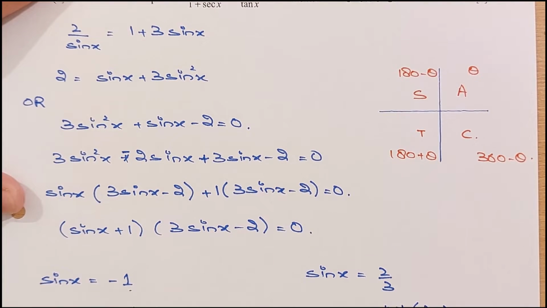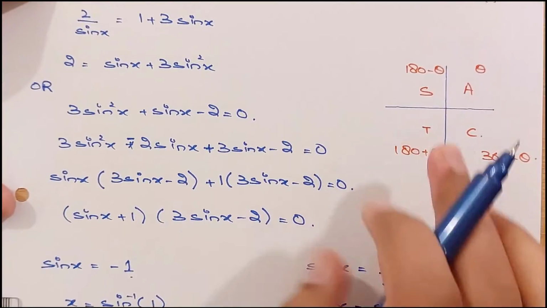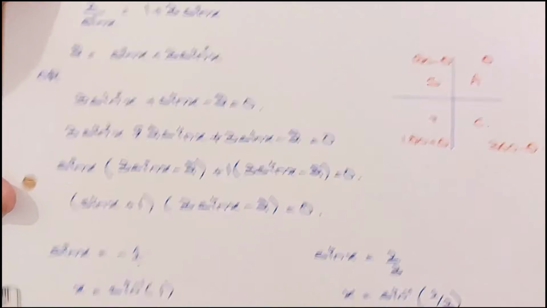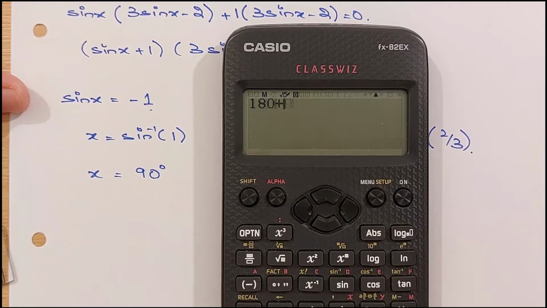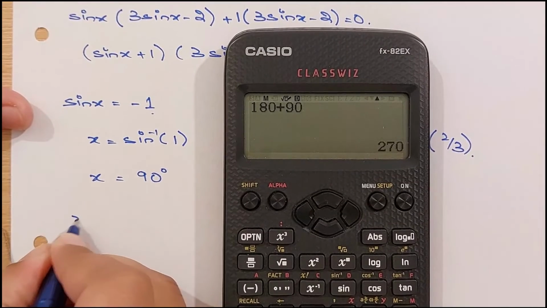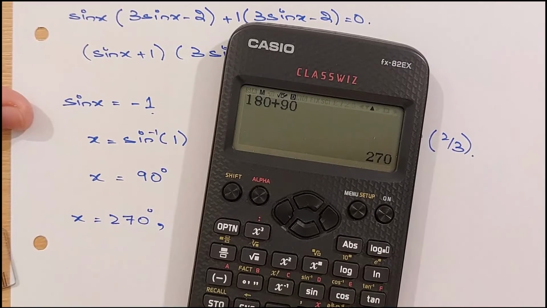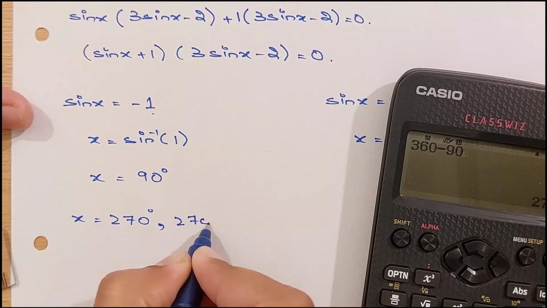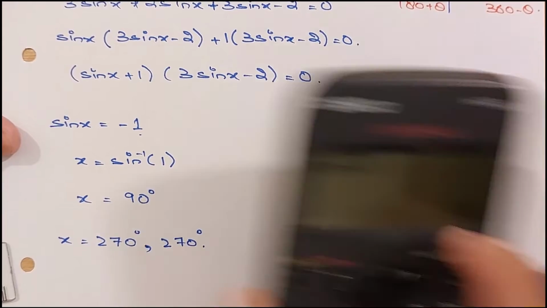So from the first factor, we know that the sine is negative. So sine is negative in the third and the fourth quadrant, 180 plus 90 and 360 minus 90. We have two values for x, 180 plus 90, this is 270, and 360 minus 90 is 270. Right. Okay, now from here, what is the x value?